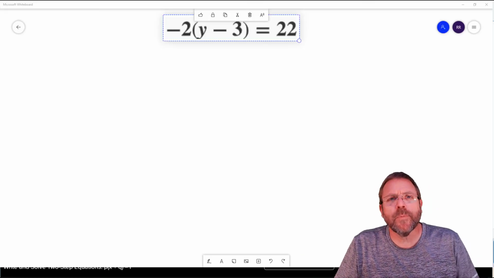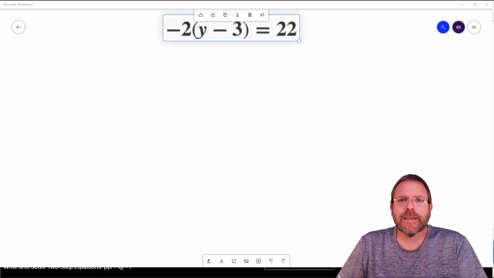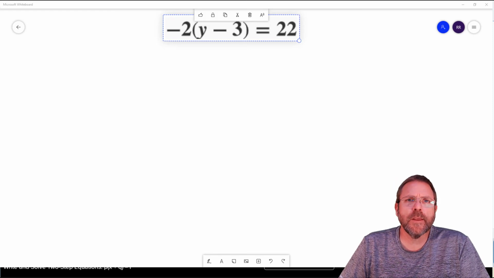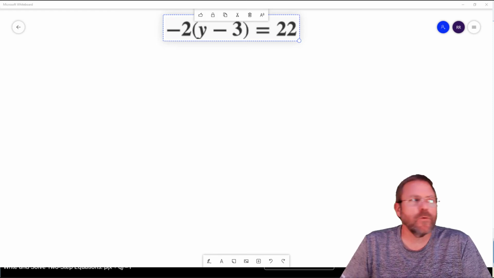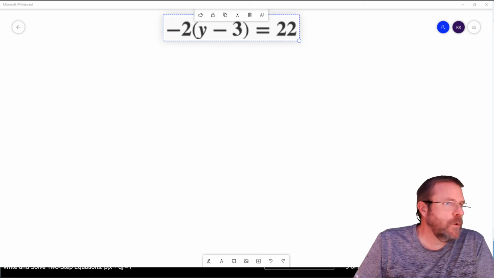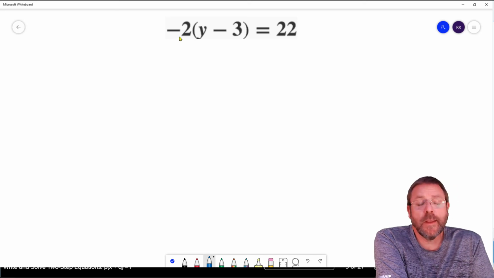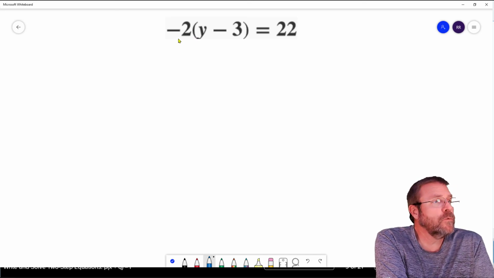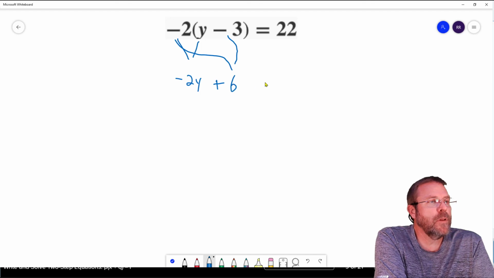Now this would be a perfectly good problem to use the division approach on, but I did that last time, and you know I get bored doing the same thing every time, so I'm going to use the distributive property this time to see how it works. So we're going to start off here with, get my cursor working, I'm going to take and distribute this negative 2 through the grouping symbols. So a negative 2 times y is a negative 2y, and a negative 2 times a negative 3, that's going to become a plus 6, and of course it equals 22.